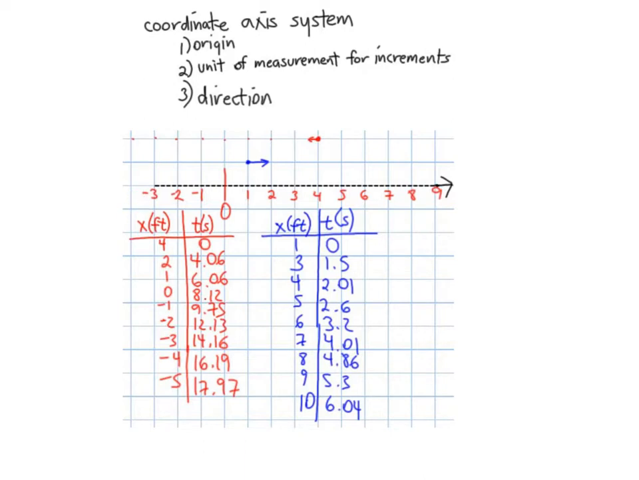And one of the things that you'll notice when you look at the data tables is that as time progressed for the blue car, the position went in the positive direction, and the red car went in the negative direction. Here is a dot that represents the starting position for the blue car and the arrow that represents the direction that it traveled. And here is a dot that represents the starting position for the red car and the direction of its travel.